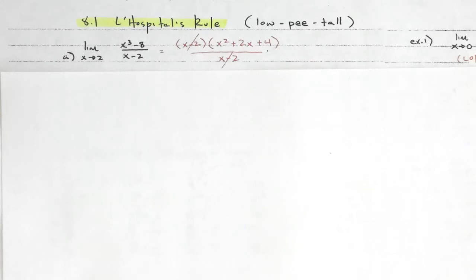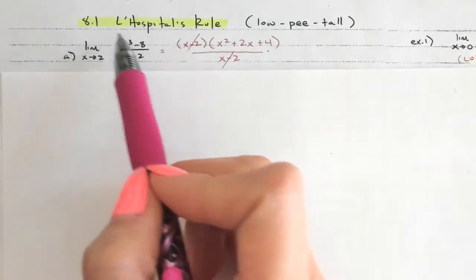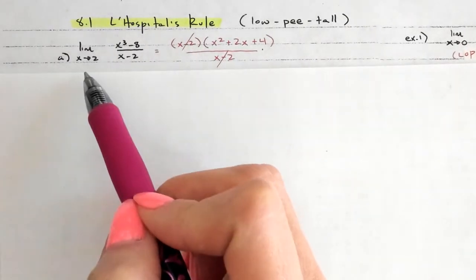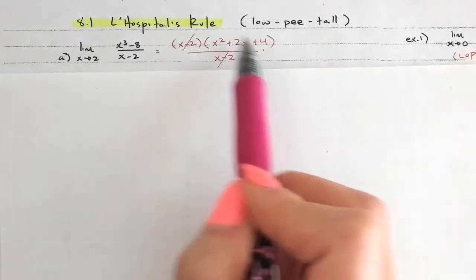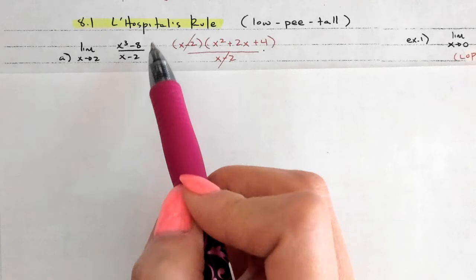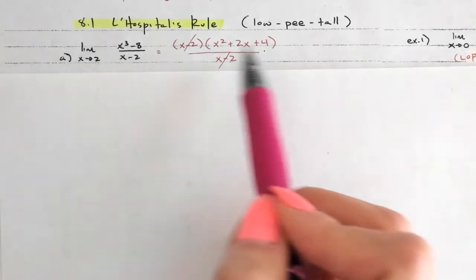Okay, 8.1, L'Hopital's rule. Before we get into L'Hopital's rule, let's look at this limit first. How do you start the limit? You would not start factoring. You would start plugging it in. So plug it in, and then you get 0 over 0, and then you're sad, and then you realize, shoot, I have to factor.